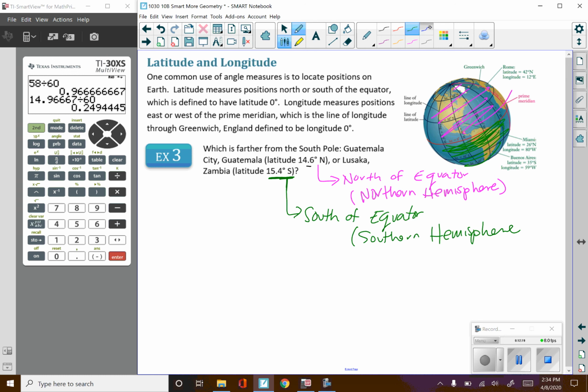Our question is relating to the South Pole. Which one is farther? Well, the South Pole would be the bottom of the Earth when it's shown like this. So which one is farther away would definitely have to be Guatemala City.